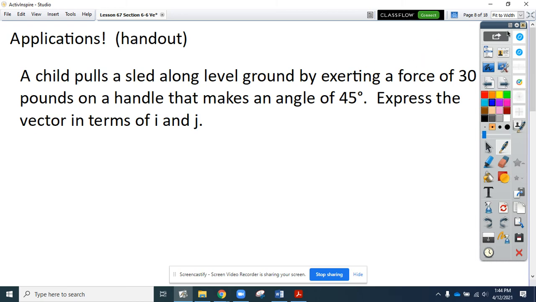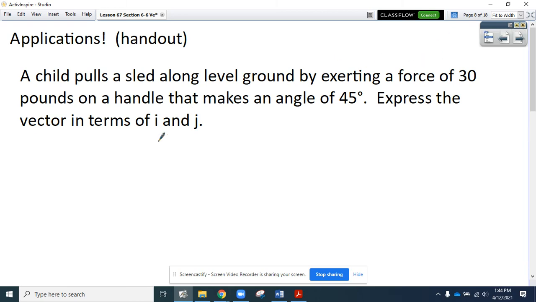All right, here we are for vector application. So you can be following along with your handout. The first one says a child pulls a sled along level ground by exerting a force of 30 pounds on a handle that makes an angle of 45 degrees. Express the vector in terms of i and j.